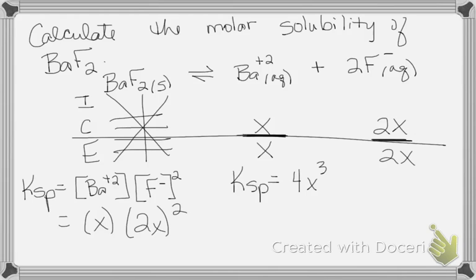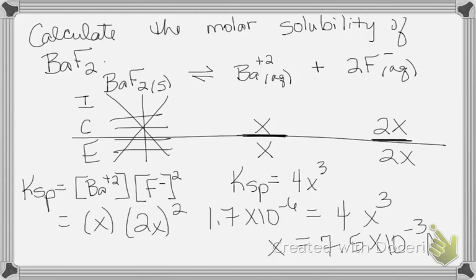So when it says calculate the molar solubility of barium fluoride, I have to realize, oh, barium fluoride is BaF2, so it's not just x squared, its Ksp is equal to 4x cubed. I'm still just going to solve for x, because x is still molar solubility. Go to the table, look up the Ksp for barium fluoride. It is 1.7 times 10 to the -6. And then I solve for x. I got 7.5 times 10 to the -3 molar.